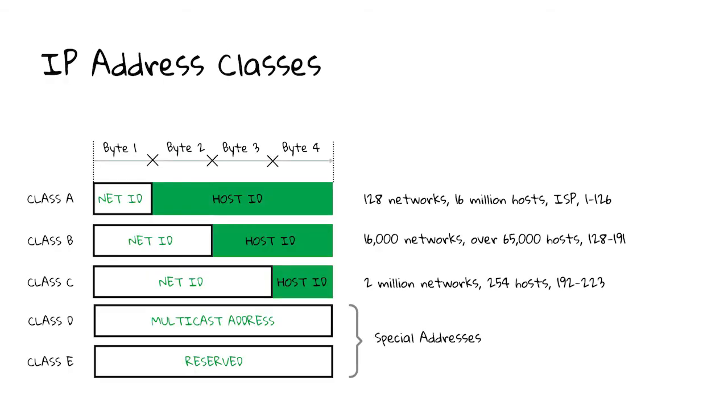IP addresses have 5 different classes. We have class A, B, C, D and E, but we're going to be focusing on the first 3. The last 2 are reserved for special addresses. So let us look at the different classes.